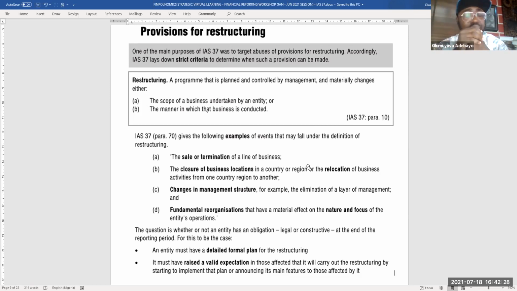Okay, now IAS 37 paragraph 70 gives examples of events that may fall under restructuring. One of them is when you sell or terminate a line of business, when you close business locations in countries or regions, or you relocate business activity from one country to another or one region to another. When you change management structure, and when you do fundamental reorganization that has material effect on the nature and focus of the entity. A typical example of this is what GTB has just done with respect to reorganization by creating GT Co as the holding company and GT Bank and some other things as the subsidiary. Okay, and that is that. Any question on this?